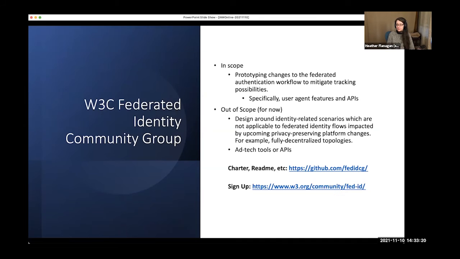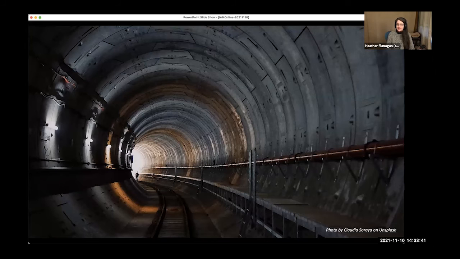Joining a community group is free, monetarily free anyway, but there are requirements with regards to agreeing to certain IPR and community behavior, code of conduct kind of things. So there we go. Light at the end of the tunnel. This is a slightly different tunnel than I had last time because I've been having fun with those pictures.